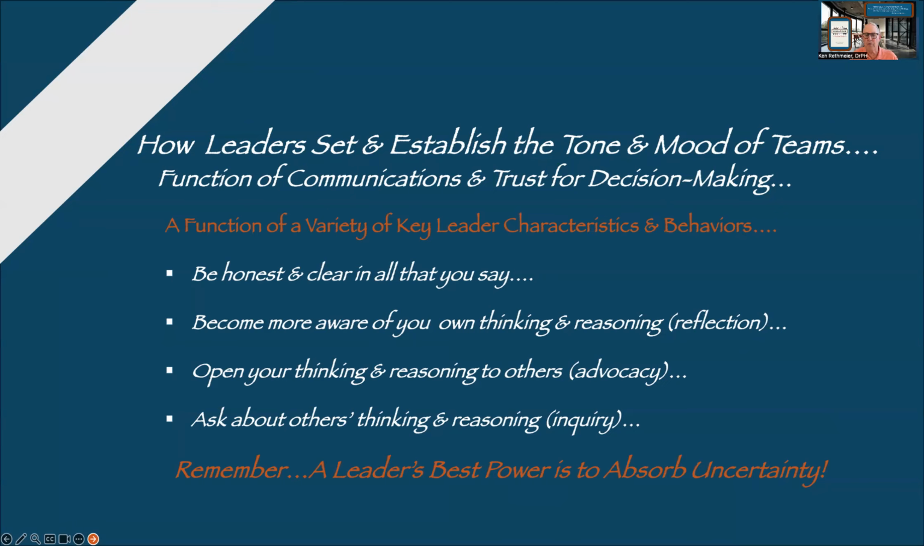So what are the characteristics of behavior of leaders that reinforce creating the best situation and platform? Be honest and clear in all that you say, so that when you start talking, people can trust you and believe what you're saying. They don't have to say, I don't think he meant that or she meant that. And you don't want that. You want it very clear. And then also, back to the ladder of inference, be more aware of your own thinking and reasoning. And as you may have remembered, I'm a firm believer in the Myers-Briggs type indicator. And we each have different processes that we use in making decisions, how we take in data, how we interpret the data, and how we come to conclusions and make decisions. So that's very important. And then open your thinking and reasoning to others.